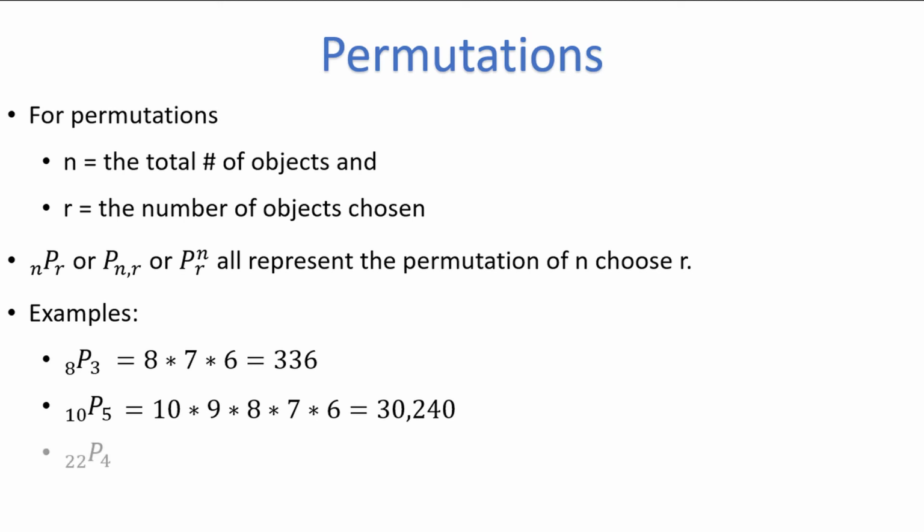The permutation of 22 choose 4 is 22 times 21 times 20 times 19, or 175,560. Hopefully you're starting to get the idea. Now when r gets large, calculating permutations in this way can get tedious. For example, consider the permutation 15 choose 12. That would be 15 times 14 times 13, etc., all the way until we get to 4, so that we have 12 numbers.